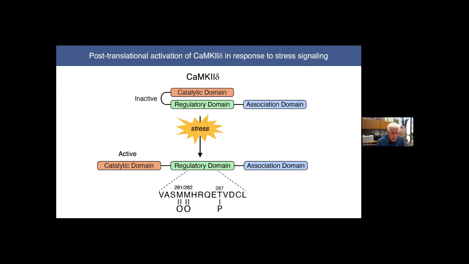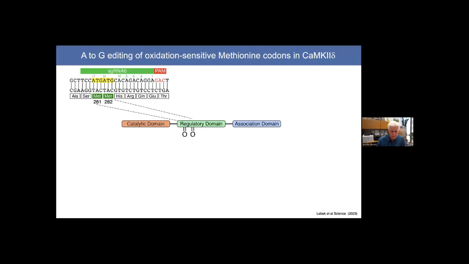In addition, threonine 287 in the regulatory domain can also be pathologically phosphorylated, leading to unrestrained activity of the catalytic domain. So Simon Lebek, a German cardiologist who came to our lab with the idea of using base editing to modulate CAMK activity, looked carefully at this region of CAMK2. And as all of you well know, methionines, the two targets for pathologic oxidation in the regulatory domain, are encoded by ATG codons.